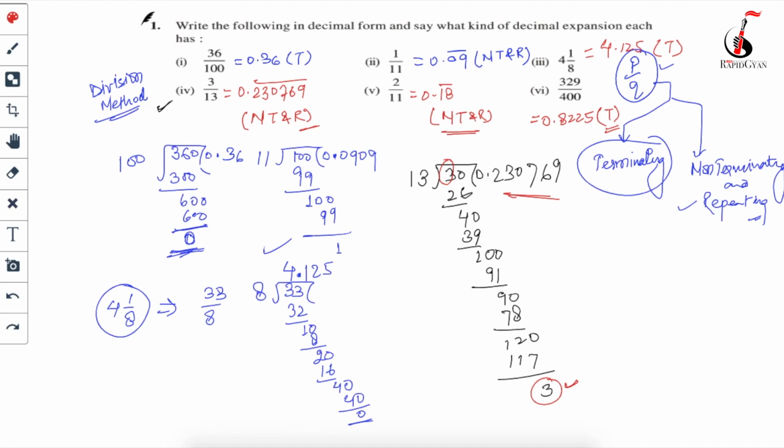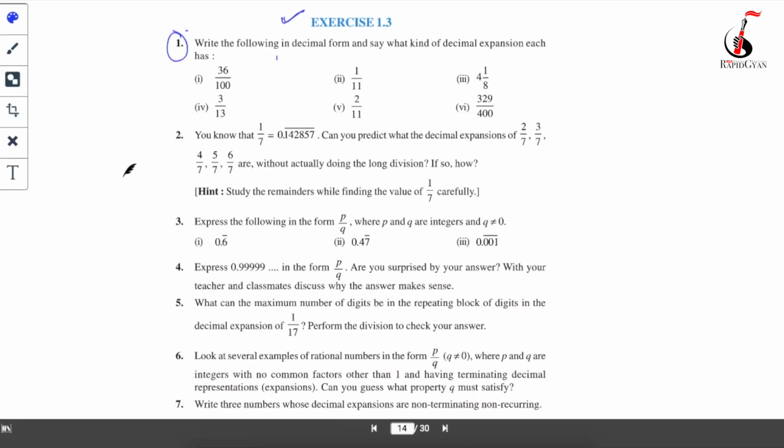Okay, so that's your first question. Hope everyone understands this. Now we will go to the next question. What is your next question? Your next question is this one.